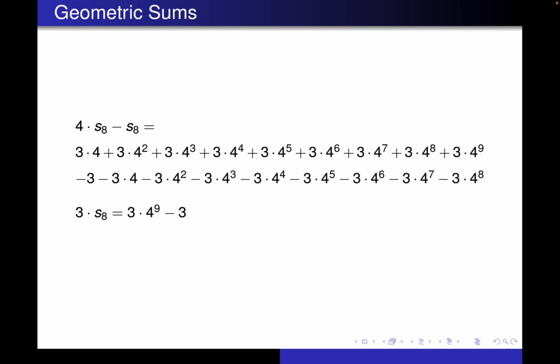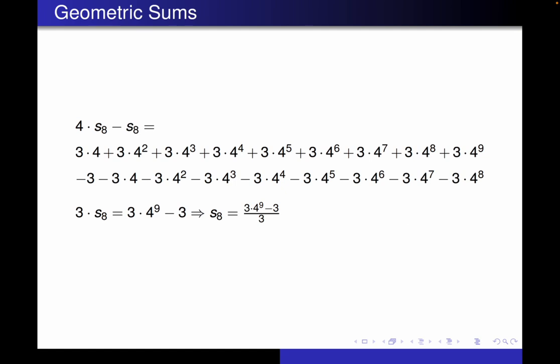The only ones that survive are the highest power one on the positive side, 3 times 4 to the 9th, and then the lowest power of 4 on the negative side, that's going to be minus 3. Then we divide both sides by 3 and get S8 equals 3 times 4 to the 9th minus 3, all over 3.